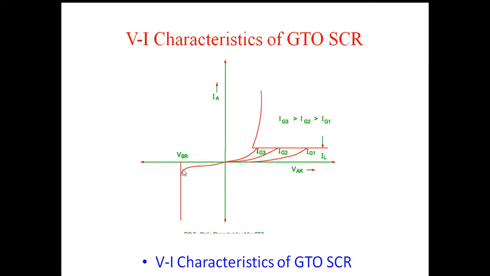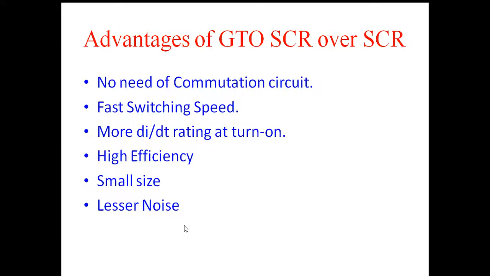And whenever the reverse bias voltage exceeds the VBR reverse breakdown voltage, the device starts conduction like an SCR. So these are the VI characteristics of GTO. And coming to advantages, the main advantage of GTO compared to SCR is that in GTO we have the extra facility of turning off the device by providing a negative gate pulse.